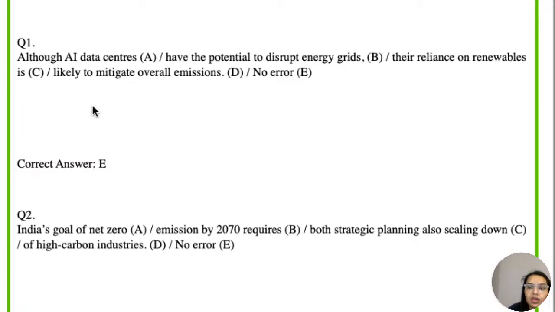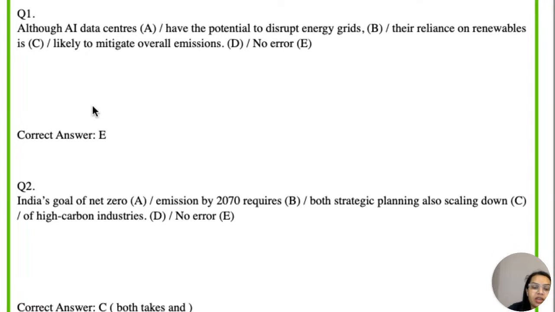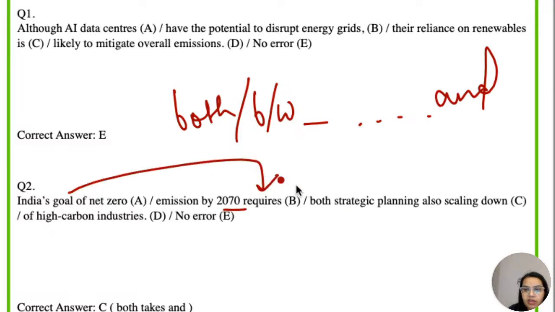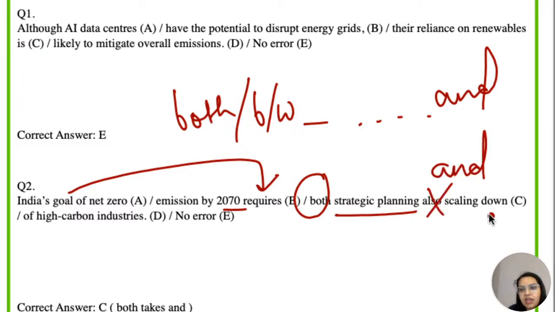Answer to this one is C. Now there is a rule where we follow some pairs. So whenever we use both or in fact between for that matter, we use and with it. Okay. India's goal of net zero emission by 2070 requires both strategic planning and scaling down of high carbon industries.